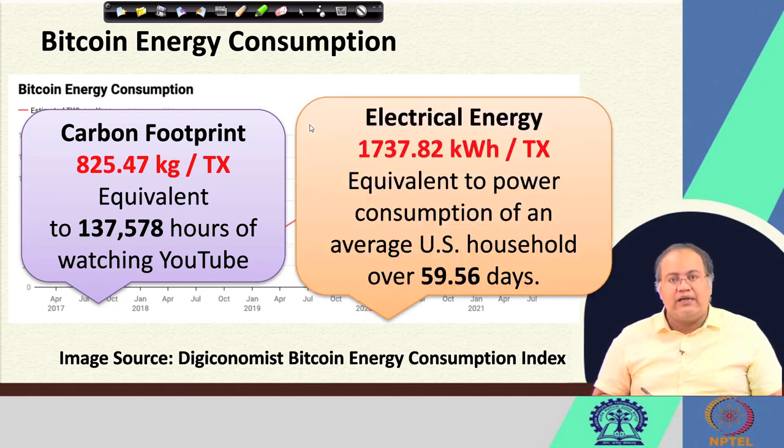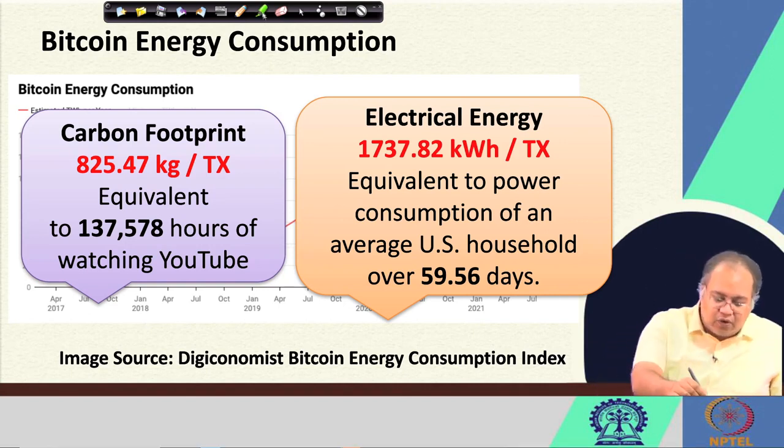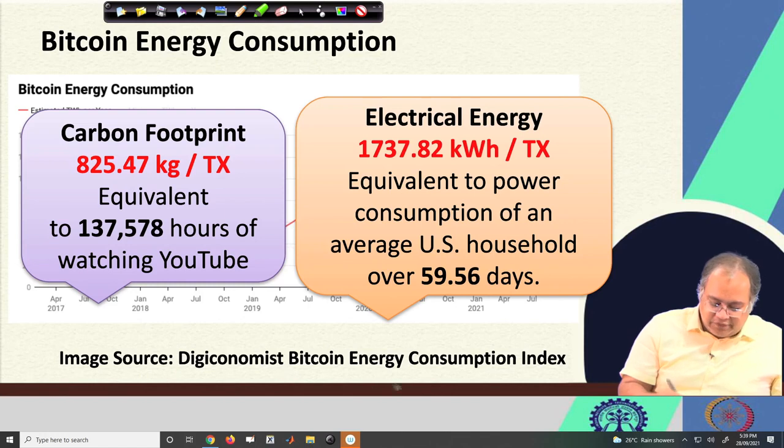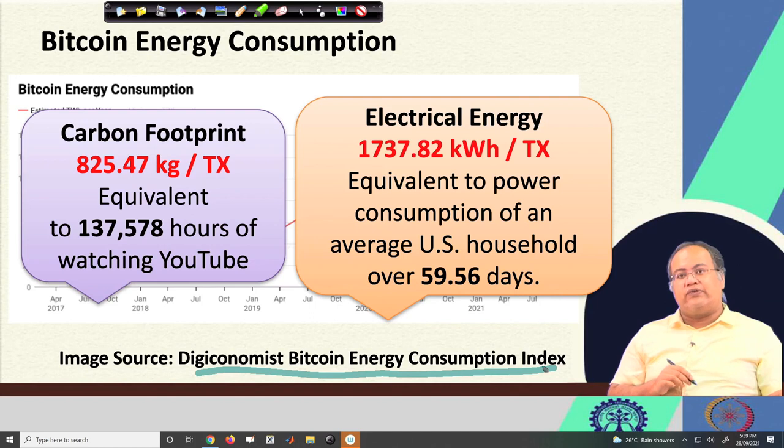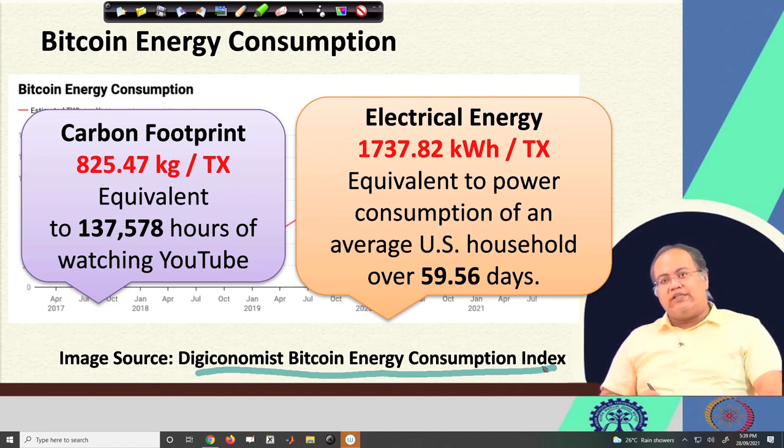The second stat is about the electrical energy consumption. So per transaction, it takes up to 1737.82 kilowatt hour, which is equivalent to the power consumption of an average US household over 59.56 days. Well, all these statistics I have collected from the Digiconomist Bitcoin Energy Consumption Index. That actually does this energy consumption analysis for the Bitcoin blockchain, and they provide that information.